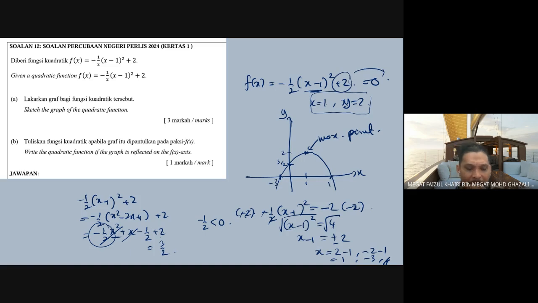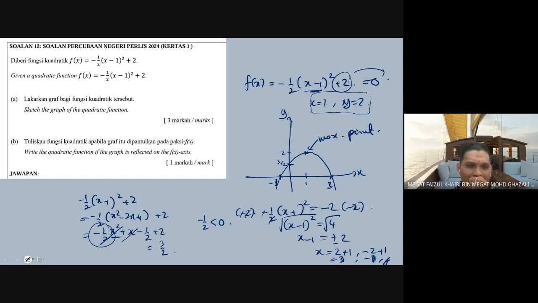Wait, it's supposedly plus 1, sorry. So 2 plus 1 equal to 3 and negative 2 plus 1 is negative 1. So this is negative 1 and this is 3 here. Okay, Kiki, am I too fast? No. Okay, you understood? Yes.